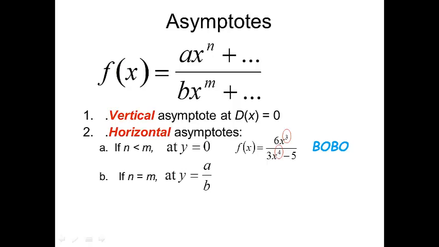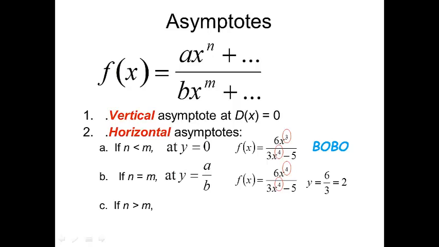And if they're equal, then you're going to take y is equal to a over b. You can think about it this way: if the exponents are the same, these kind of cancel, because there's some other stuff going on, but they kind of cancel, and then you're left with 6 over 3, and that's going to be your horizontal asymptote if the exponents are the same. So 6 over 3 reduces to 2, so you have a horizontal asymptote at y is equal to 2 when the exponents look like this and they can cancel each other out.